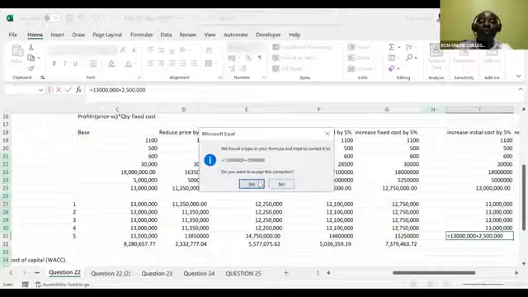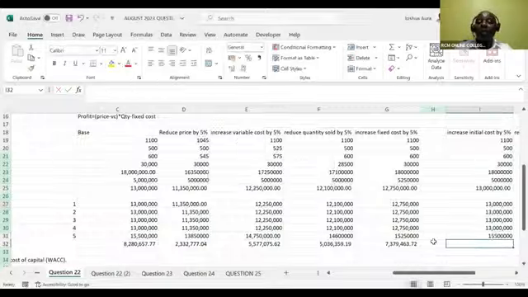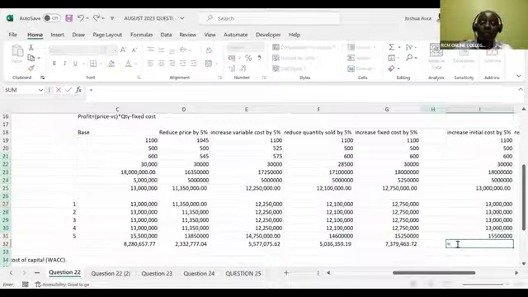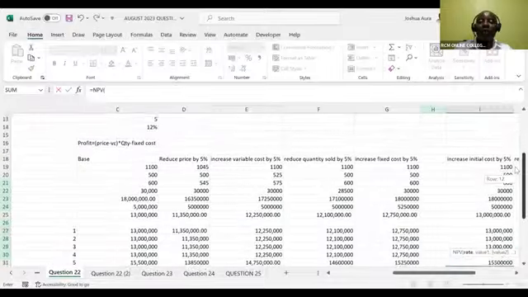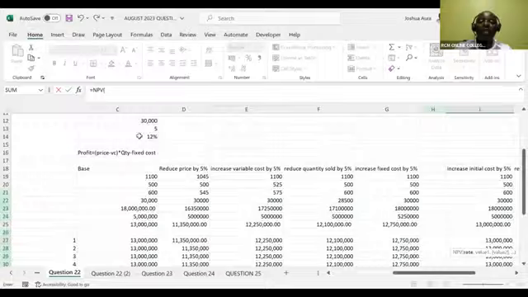So come to the NPV. What do we have here for the NPV, ladies and gentlemen? You'll come and say equals NPV. You take the rate. The rate is this 12%. It is here. The rate is 12%.